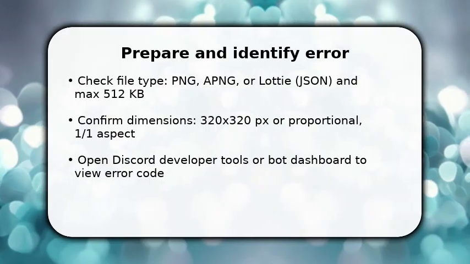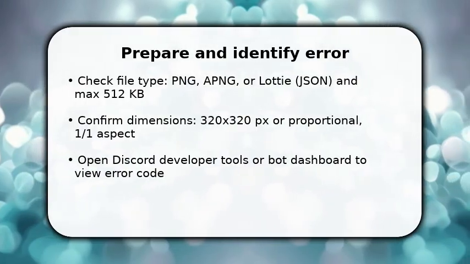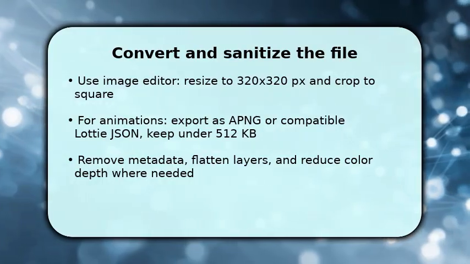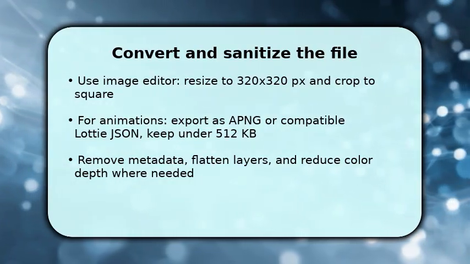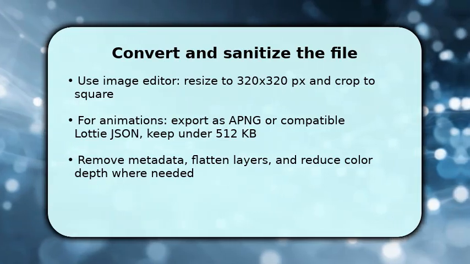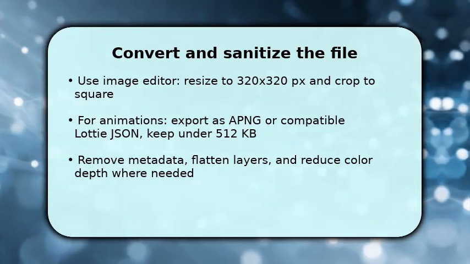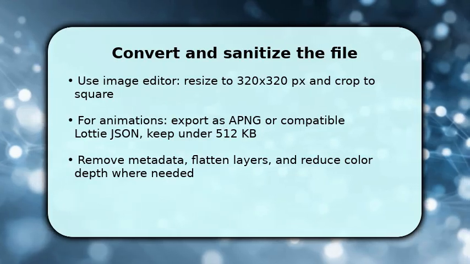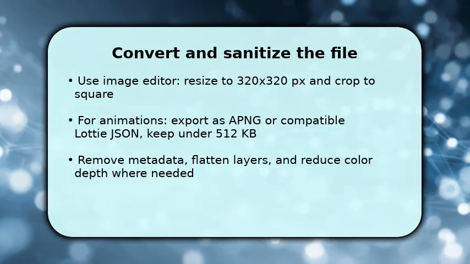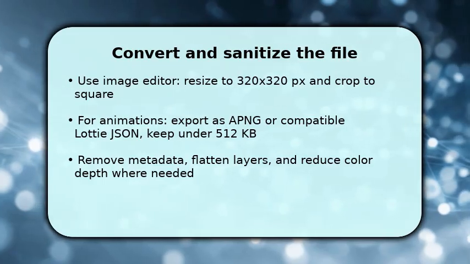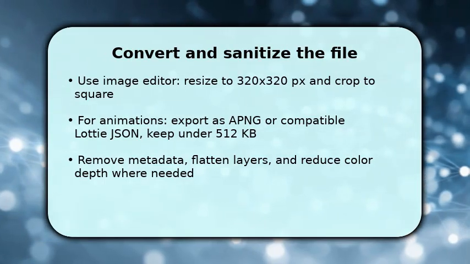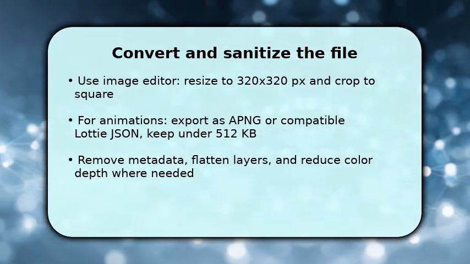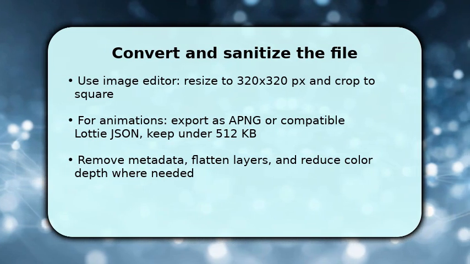You now convert and sanitize the asset to meet Discord's requirements. Open an editor, resize to the proper square dimensions, then flatten layers and strip metadata so hidden data won't inflate size. If it's animated, export as APNG or a Lottie JSON that your upload path accepts, and reduce frame complexity to stay under the 512 KB limit. Once optimized, test the file locally. This step fixes most invalid asset problems by aligning format, dimension, and payload constraints.